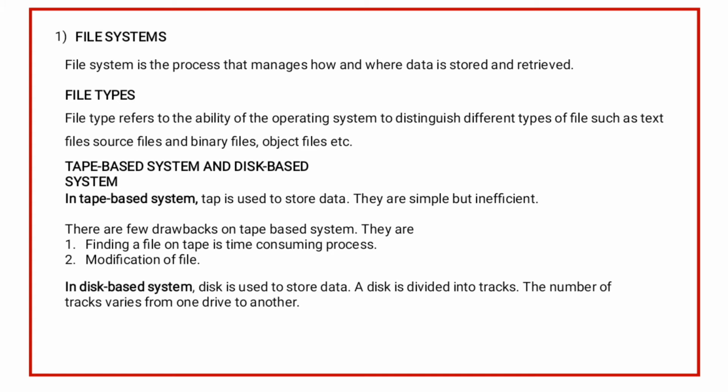Now, next, in disk-based system, disk is used to store data. A disk is divided into tracks. The number of tracks varies from one drive to another. Each track is divided into sectors. A sector is the smallest unit of information which can be read from or written to the disk. Sectors vary from 32 bytes to 4096 bytes. There are 4 to 32 sectors per track and from 75 to 500 tracks per disk.